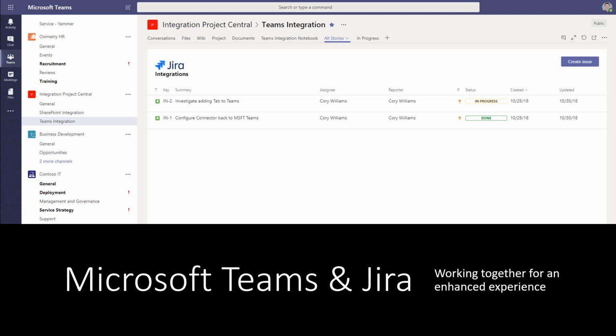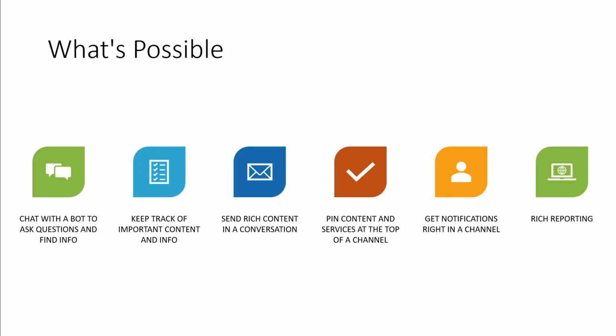As of today, a few solutions are available that can tie Jira into Microsoft Teams. These include bots to ask questions and find information, tabs to help keep track of important content and info, and pin content to the top of a channel, cards and conversations, issue search to quickly find issues that we might need, and then rich reporting focused around Power BI.